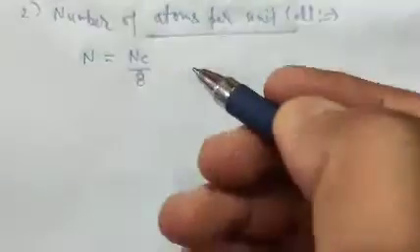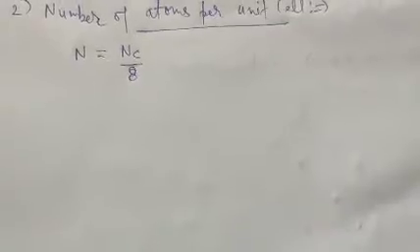Therefore the combined formula for the number of atoms per unit cell is given by n, that is number of atoms per unit cell, equal to nc divided by 8. Here nc is the corner atoms. So we have 8 corner atoms, and each corner atom has a 1 by 8th contribution to the unit cell.